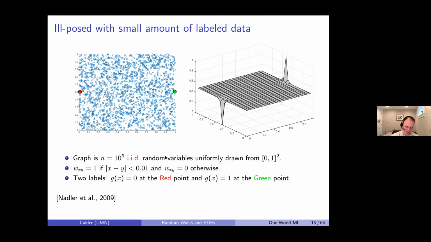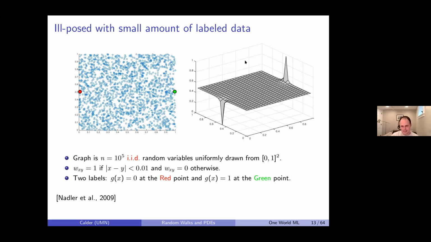It's been noticed in the last 10 years or so that there's a certain degeneracy in Laplace learning at very low label rates. What happens is, say you just take these two labels like I had before in a previous slide, but you take a really large graph. So I take a box and I take 100,000 points in the box. I build a graph over this by connecting points nearby. And then I just stick two labeled points at the red and the green point with label values 0 and 1, and I solve the Laplace learning equation on the box.